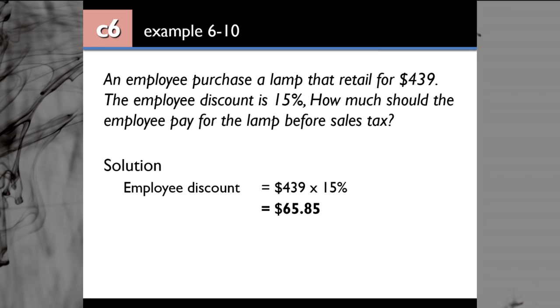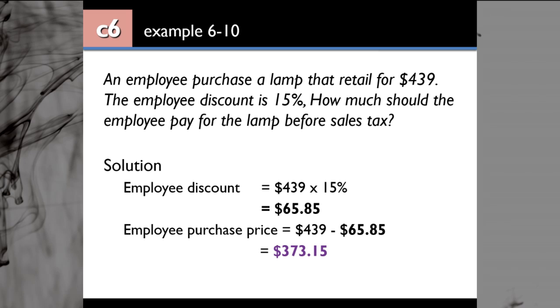And what do you need to do for the next step? Now you can find the actual purchase price. From the original retail price, you subtract this employee discount amount. That is 439 minus 65.85. So how much can the employee pay for this lamp? It is $373.15. So the employee got the discount. If you know the percentage of the discount, you can calculate this new price. And once again, this is another format of price changes for your product.